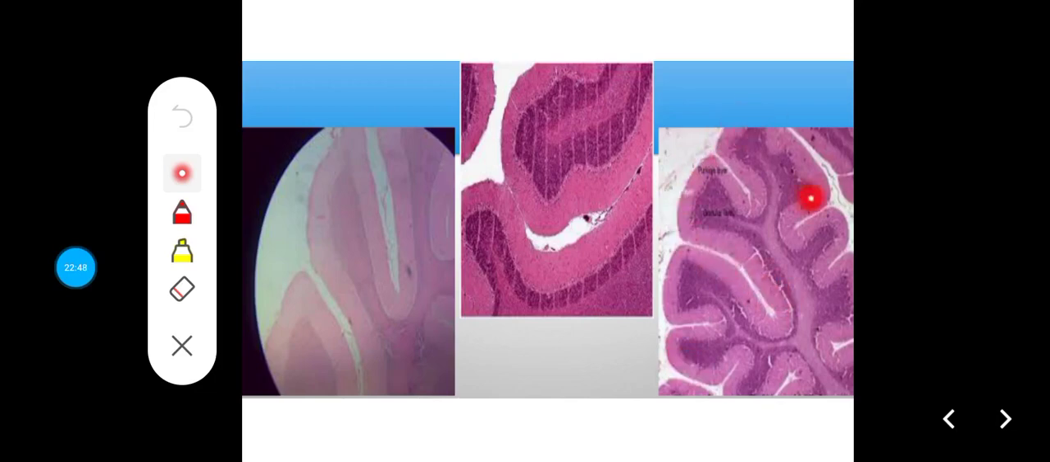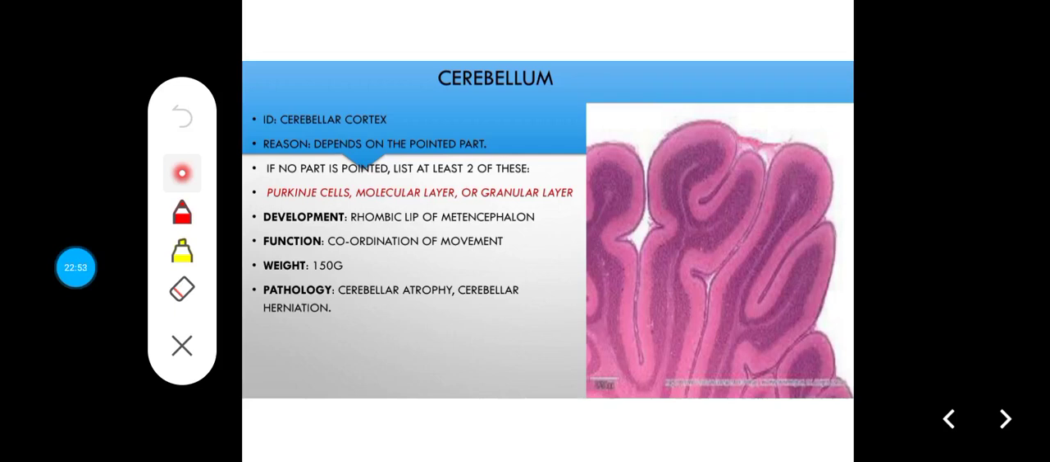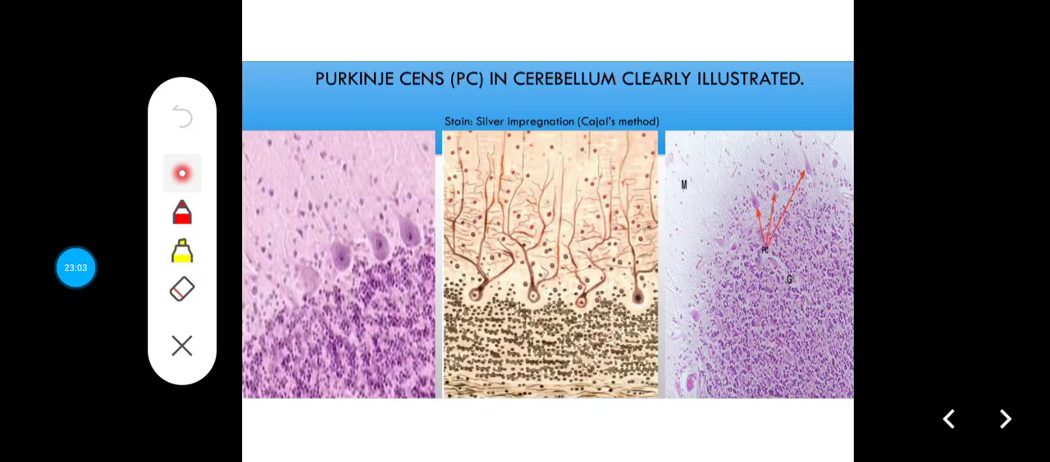So this looks like a tree. Same thing here, it looks like a tree with staining inside. So this slide is very easy to identify on histology. So that's it for the cerebellum. This is also silver staining by Cajal's method.